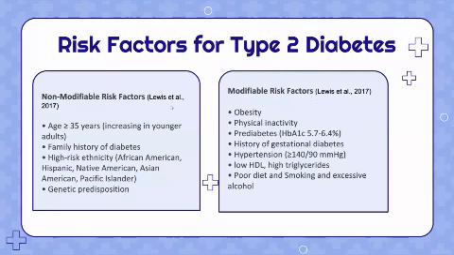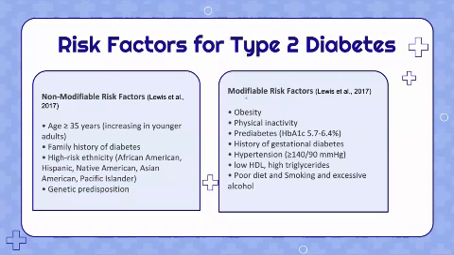According to the Lewis textbook, for non-modifiable risk factors, age greater than 35 years is increasing right now. There is also a family history of diabetes and high-risk ethnicity. It includes African American, Hispanic, Native American, Asian American, and Pacific Islander. And also for the non-modifiable risk factors, there is genetic predisposition.